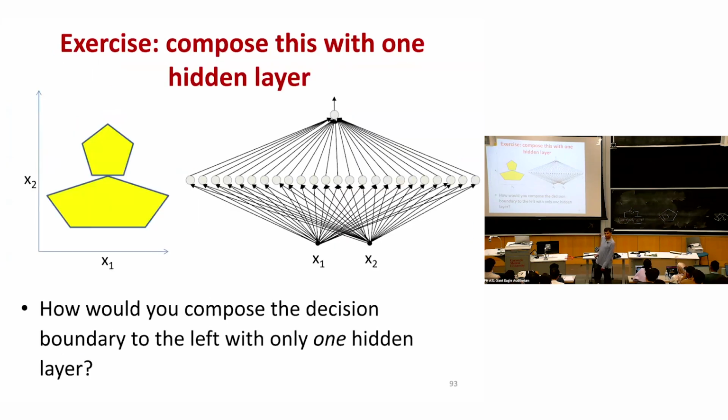Let's go to a simpler problem. How would you compose this decision boundary, the double pentagon, with just 1 hidden layer? I'm going to give everybody like a minute to think about it, and I'll ask for suggestions. Just 1 hidden layer. You guys here, any ideas?